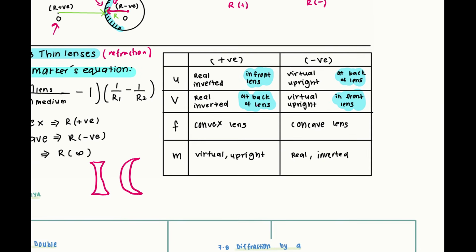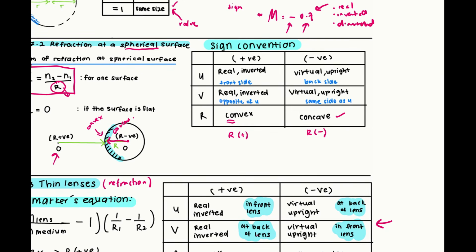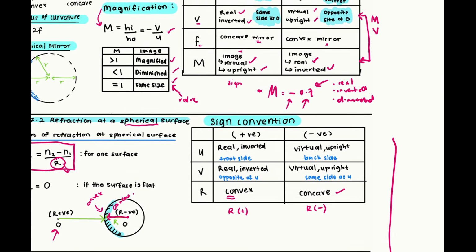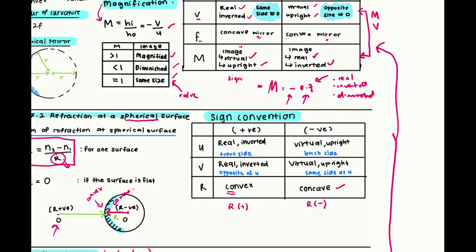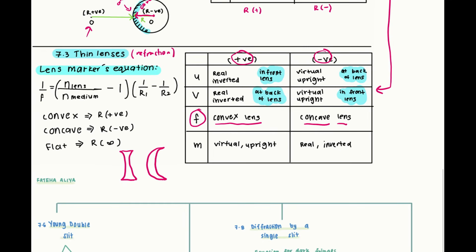Basically this table is just equal to the table up here from the first subtopic, but the difference is at the sign convention of f. For lens, the convex lens will have positive focal length, but for concave lens it will have negative focal length. So it's not the same as mirrors, it's the other way around.